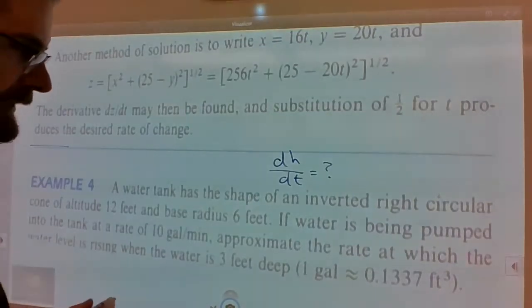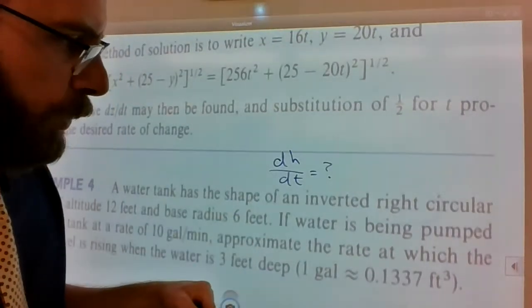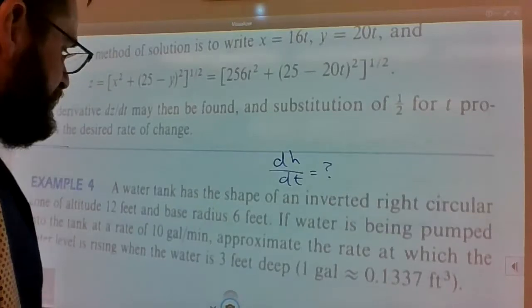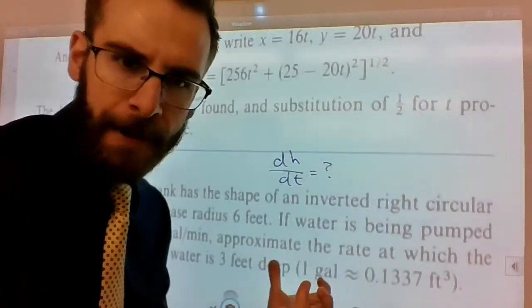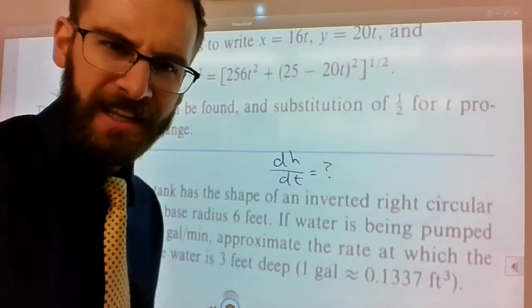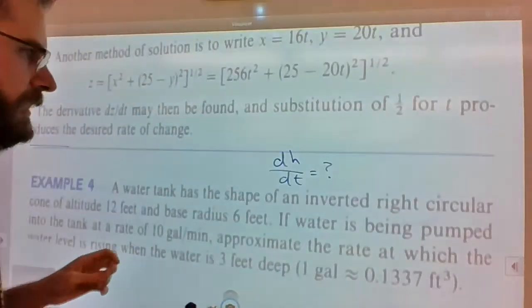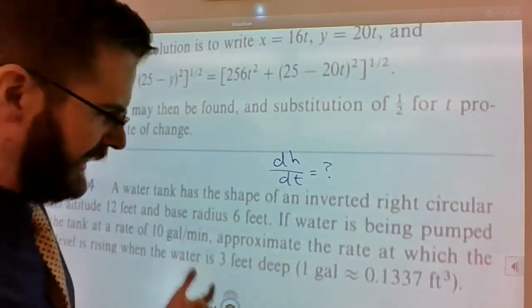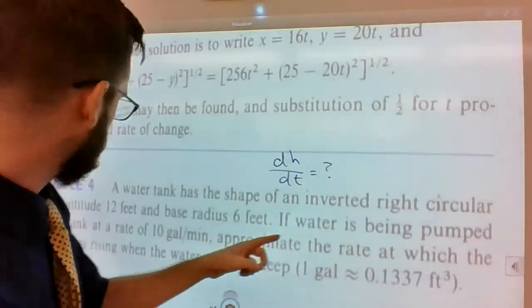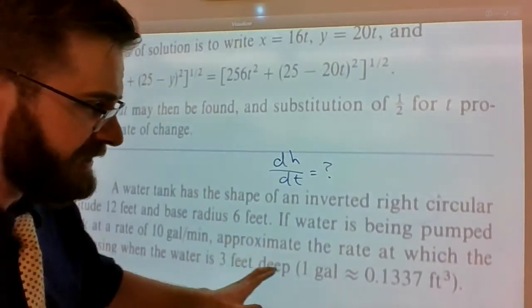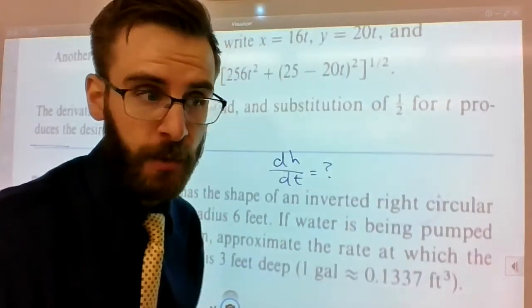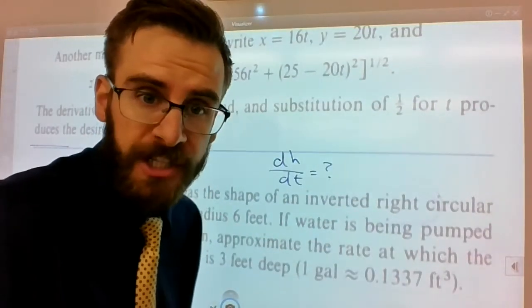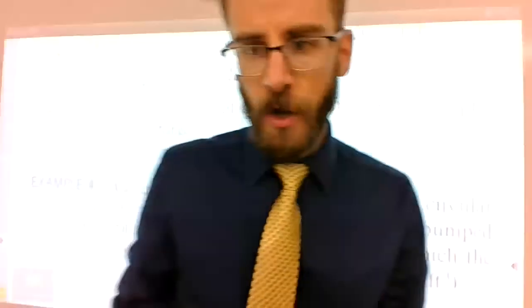But at any rate, the thing that told me that we should be dealing with volume is the fact that they told us that water, which is a voluminous type of unit to measure, is being pumped into the tank. Approximate the rate at which the water level is rising, and it gave us cubic feet. So the cubic feet is sort of like volume. That's units cubed.